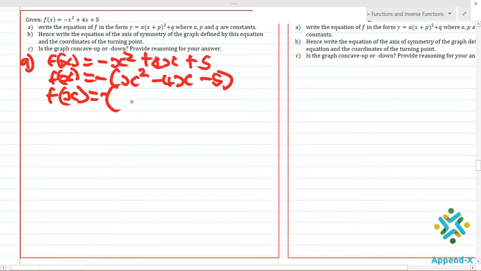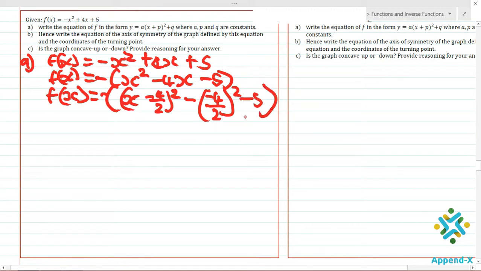So the contents in the brackets can be written as x plus the coefficient of x divided by 2, that will be negative 4 divided by 2. This is between brackets and it is squared. Then we subtract the coefficient of x divided by 2 squared. This is squared minus 5.